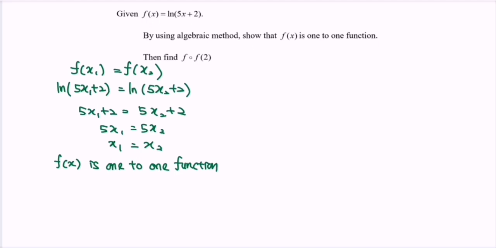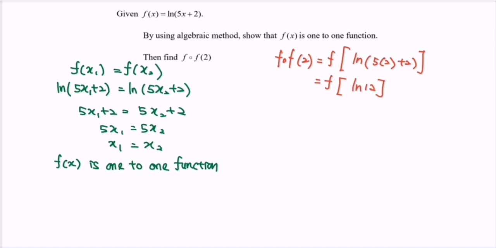Next, find the composite function. We have f∘f for the value 2. So kindly substitute the 2 into the function, where we have ln(5 multiplied by 2 plus 2). Simplify. So we have ln 12. Next, substitute. So ln(5 ln 2 plus 2).